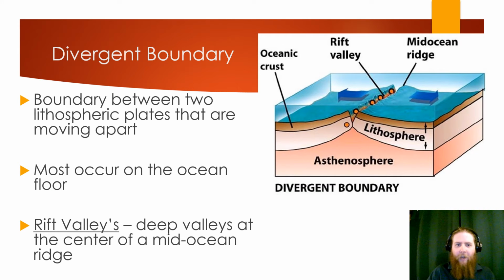So the first one, divergent boundaries, are when two plates are splitting apart. These mostly occur on the ocean floor, and they form these rift valleys, these very deep valleys, and mid-ocean ridges. At the center of a mid-ocean ridge, the ridge is all of these volcanoes that are being formed there. The rift valley is this very deep spot that's formed in the middle. And this is new oceanic floor on either side, moving away from each other.